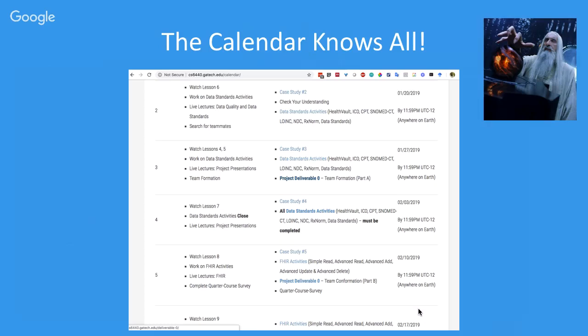So the calendar knows all, right? I mean, there's all these different things. There's the different assessments and all that. It's all on the calendar. So everything I've said still goes back to the Palantir that is the calendar.